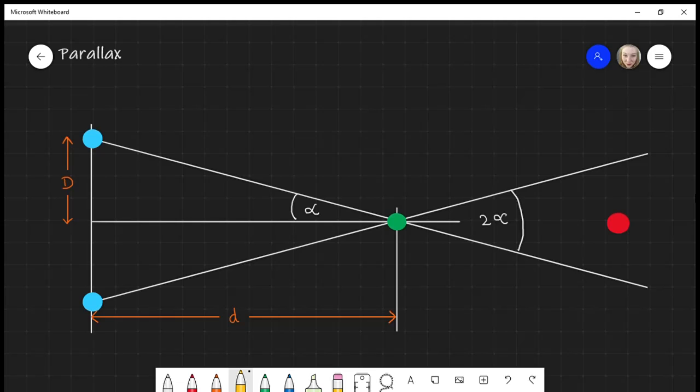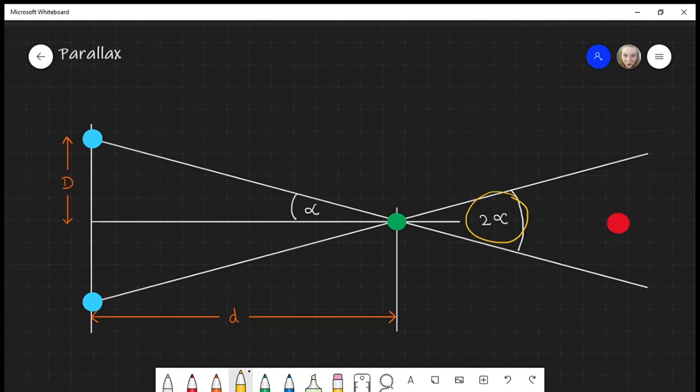Here is a schematic of the experiment. The two blue circles on the left-hand side of the screen represent our eyes. The green circle is where our thumb was, and the red circle represents the red circle that was on our screens. If we could measure the apparent angle of displacement of our thumb during the experiment, then we can use this to calculate the distance between our thumb and our eyes.